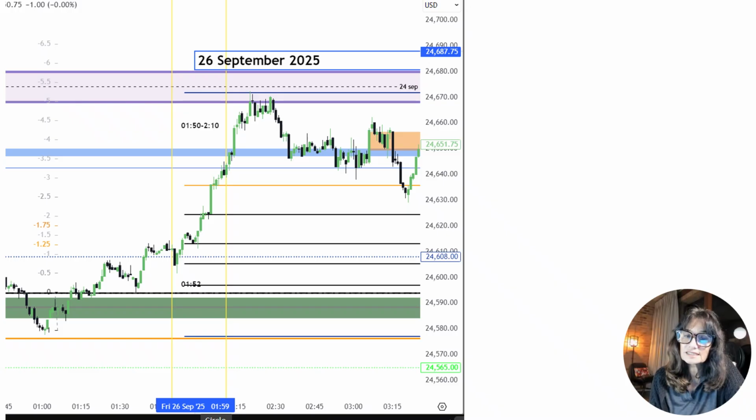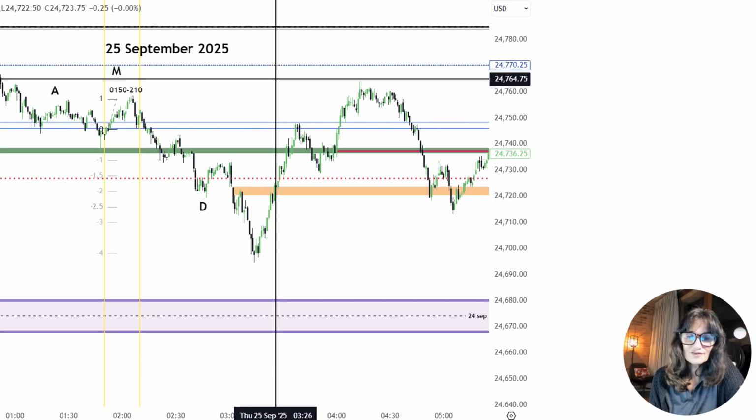Yes, so you can extend the macros in continuation moves sometimes up to 5 minutes, but be careful because sometimes they don't run. But in this situation, you can clearly see it was running further on. Let's get to the next example. They just keep coming. Okay, 25th of September.